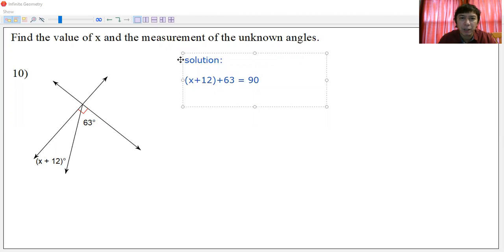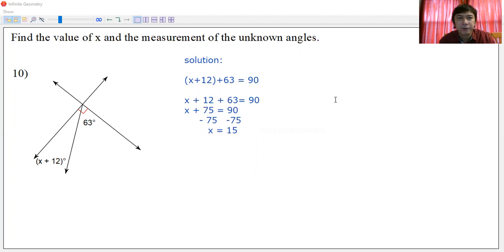We continue with the solution by adding like terms. First, we remove the grouping symbol, and this is equal to 90. Combining like terms, we have x plus 75, and this equates to 90. Subtracting 75 from both sides, the next line will just be x for the left side, and the right side is just 15. And we have the value of x.